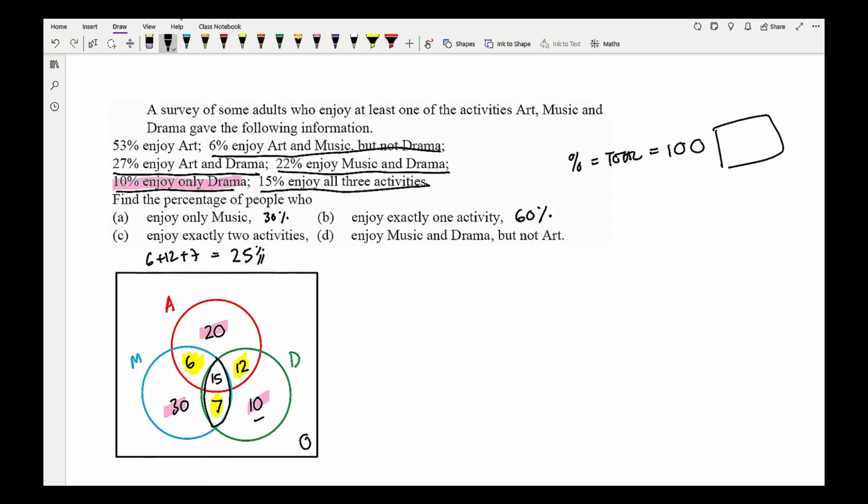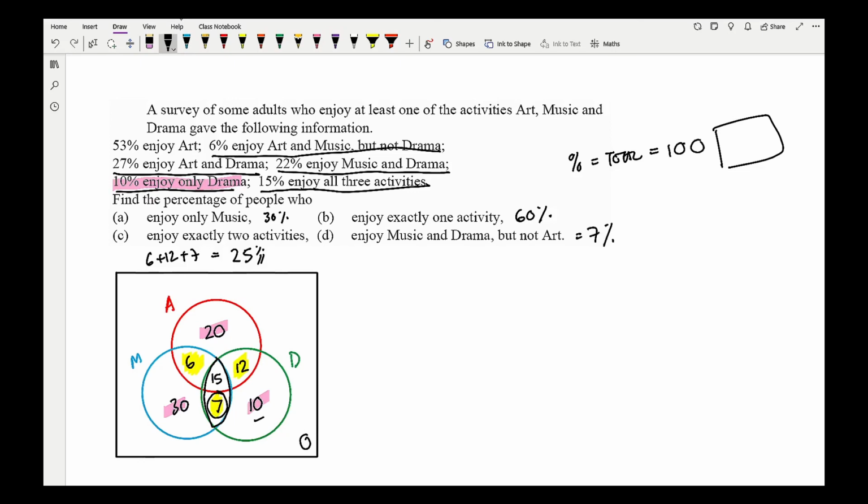And then finally, how many enjoy music and drama but not art? Music and drama but not art is going to be this number here, which is going to be 7%.